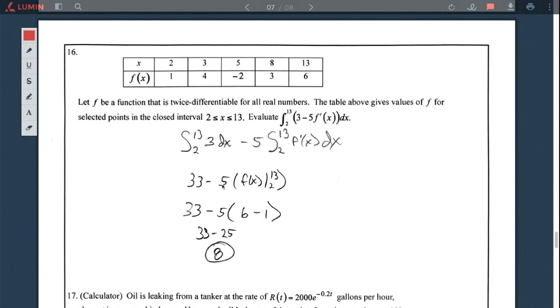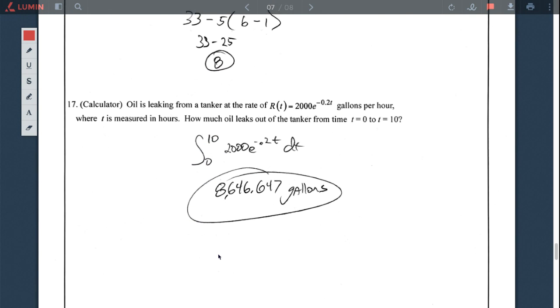So then minus the 5. If I integrate f prime, that's going to give me f. So then I plug in 13 and I plug in 2. F of 13 is 6. I plug in 2. So f of 2 is 1, which gives me that. So 6 minus 1 is 5. 5 times 5 gives me 25. 33 minus 25 gives me the 8.